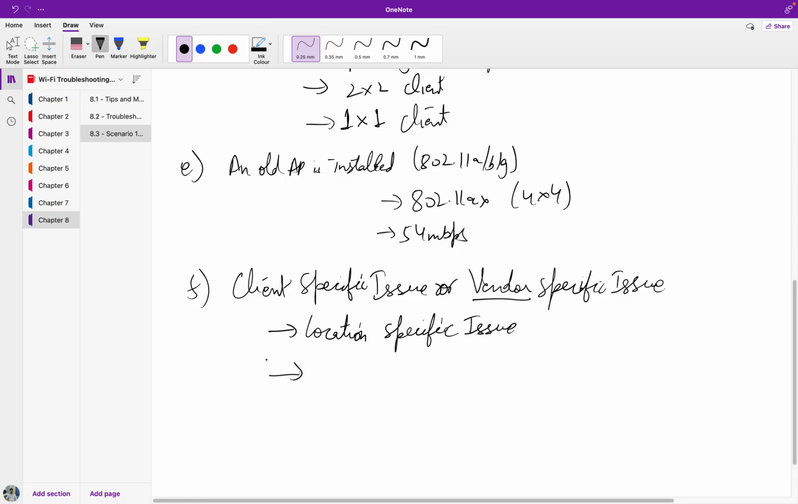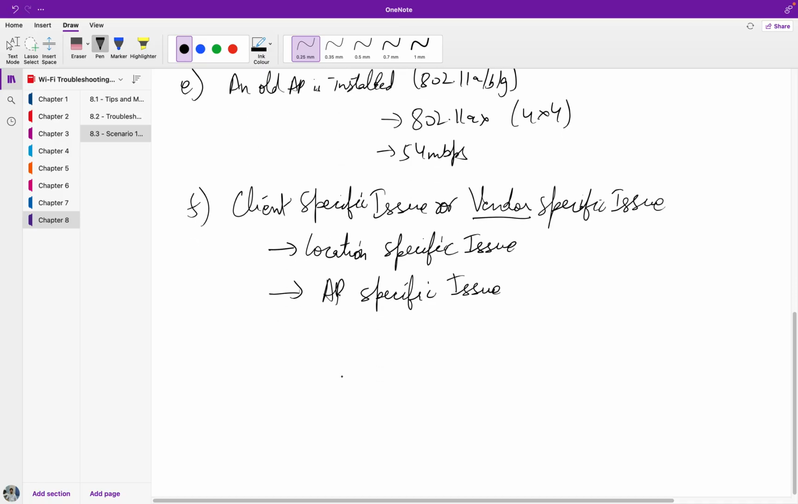It could also be an AP specific issue. Why not, right? Sometimes the radios do go bad. Sometimes the AP is not performing as well as it should. So you need to check that as well. Just check with a bunch of people on the floor whether they are facing an issue or not. If only clients near one AP are complaining, then you know what the problem could be, right? At least it's going to point you in the right direction.